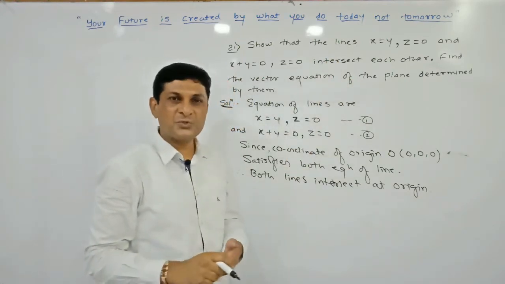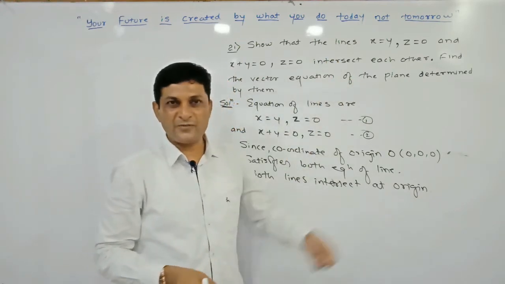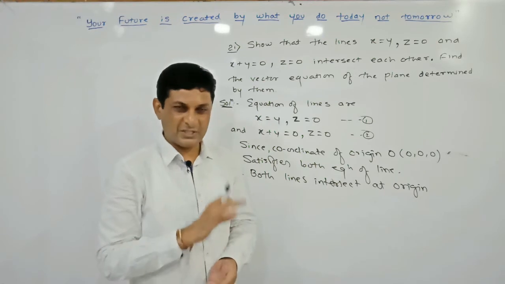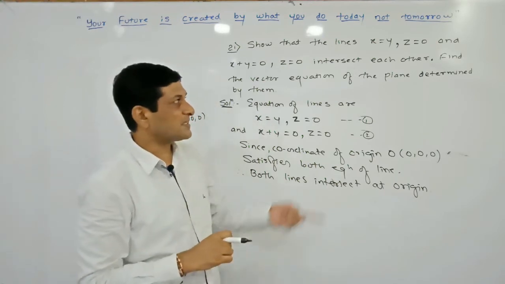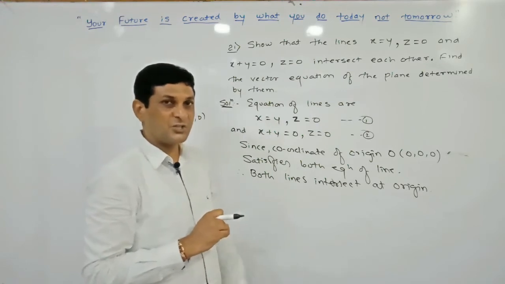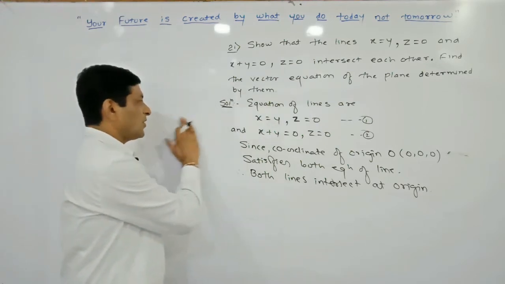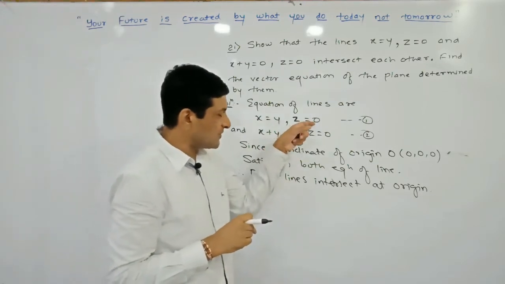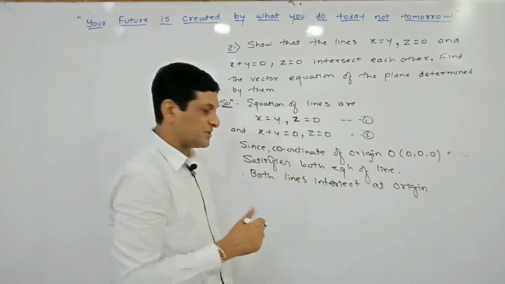We have shown that these two lines intersect and the point of intersection is nothing but the origin. Now in the second part of this example, we have to find the vector equation of the plane containing these two lines. Here if you observe both equations, in both the equations of the line, z is equal to 0 is given to us.